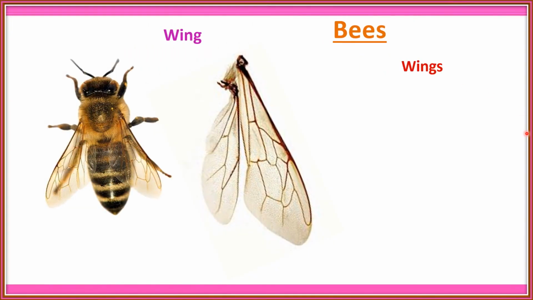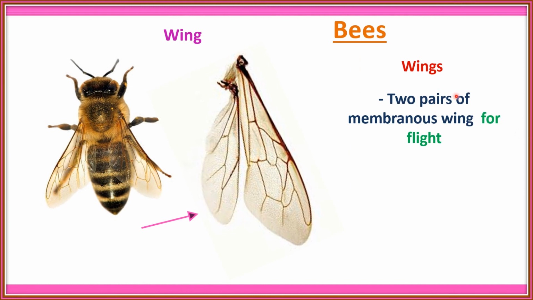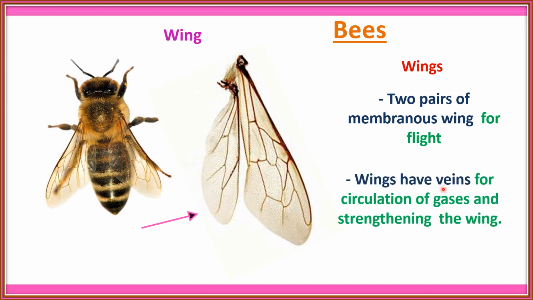The wings: there are two pairs of membranous wings for flight, the first one and the second one. And the wings have veins. If you look at them, you will see the veins. And these veins are for circulation of gases and strengthening of the wings.